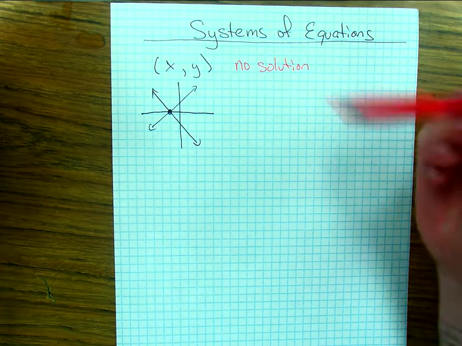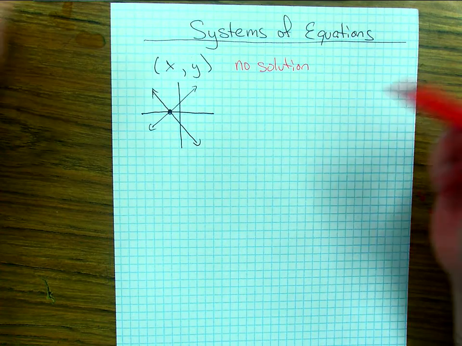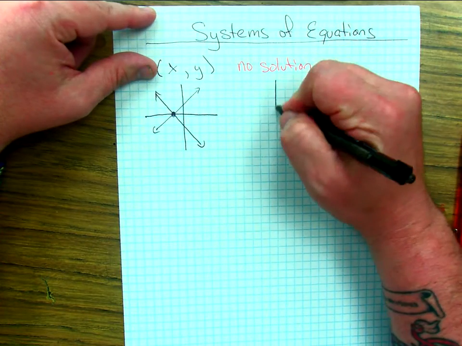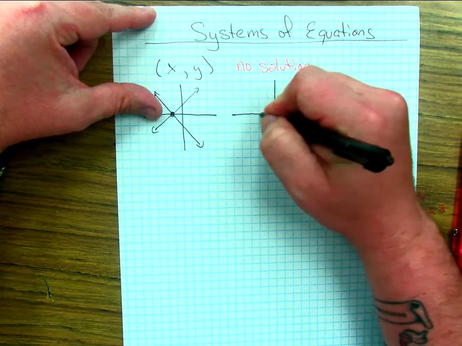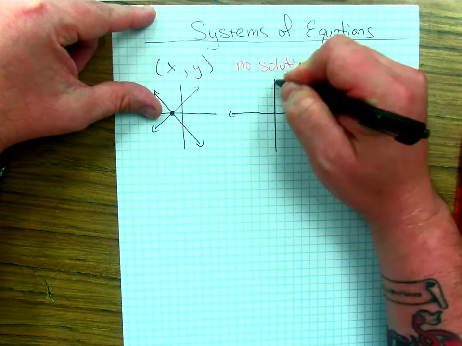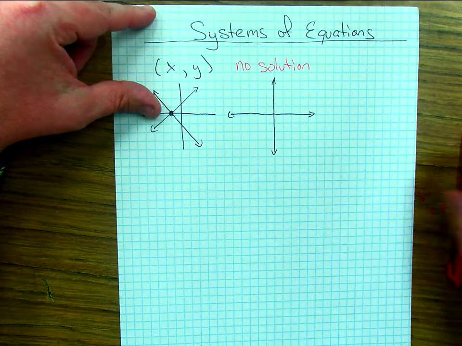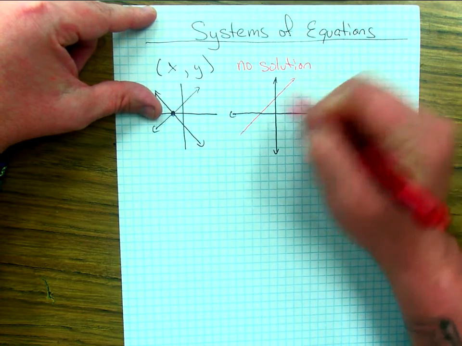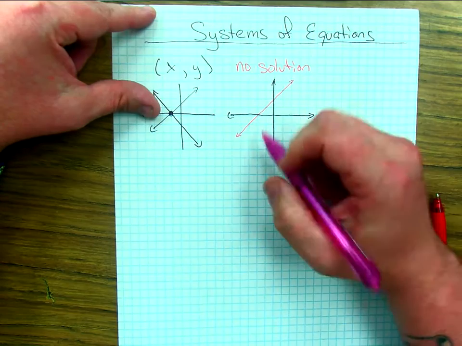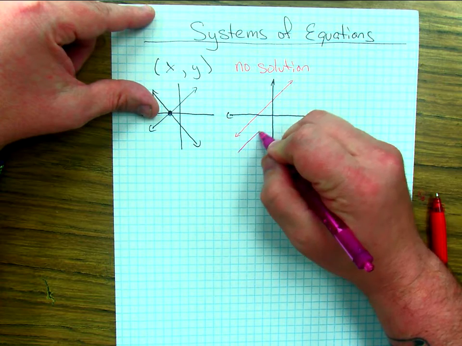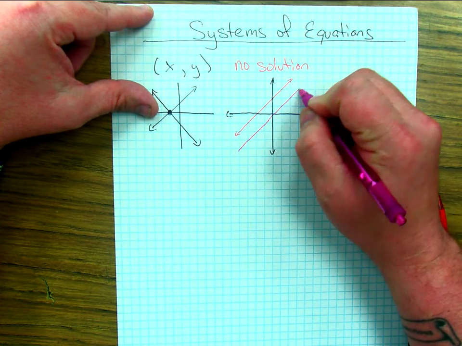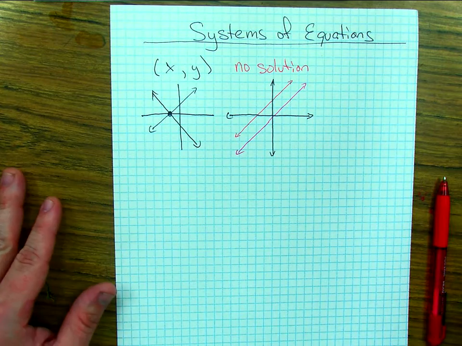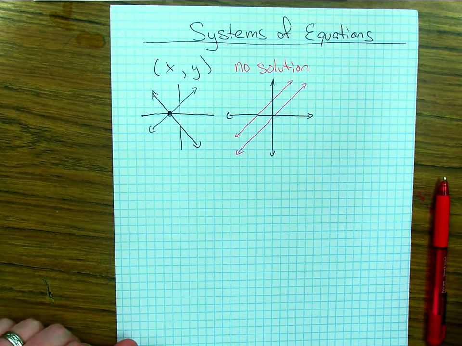The second situation is when we have no solution. No solution happens on the coordinate plane when you have two lines and they never intersect one another. Of course, we call those parallel. Since these lines will continue on forever and never intersect, we don't have a solution.